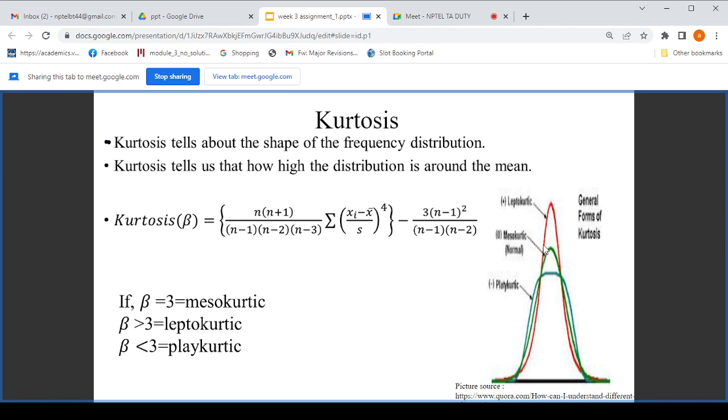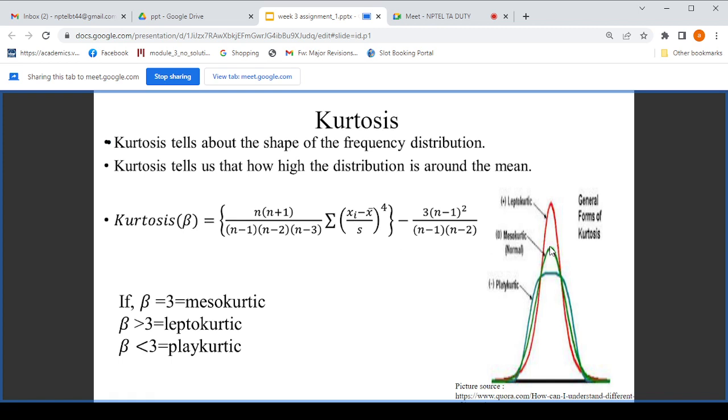Kurtosis basically measures how tall the data set is near its mean. If all the values are close to the mean, or all the values are very much scattered from the mean. If the values are very scattered, the curve is a little flatter. Whereas if the values near the mean are pretty high, the curve has a sharp peak. The formula of kurtosis is this one.